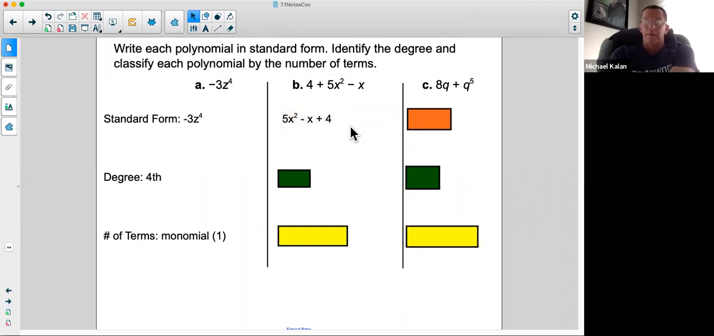Okay, put this one in standard form. Well, it would be 5x squared comes first, right? Again, you take the signs with it. And then this is like negative x to the first. So that would come next. And this is like 4 times x to the 0 if we want to put that in. So it would go last.